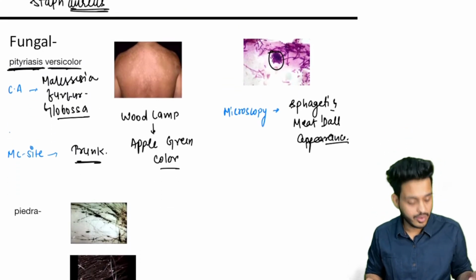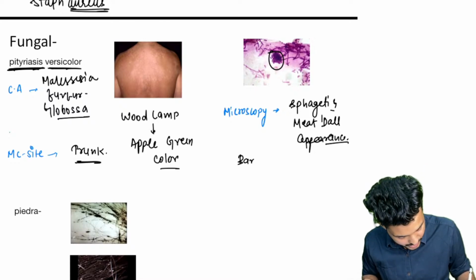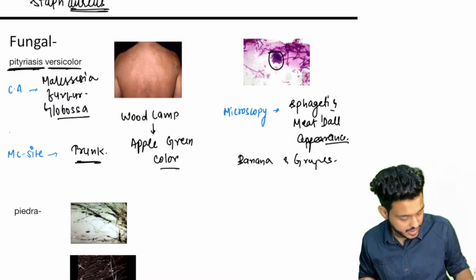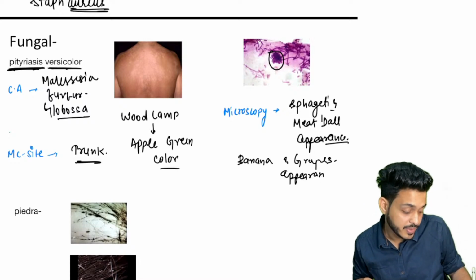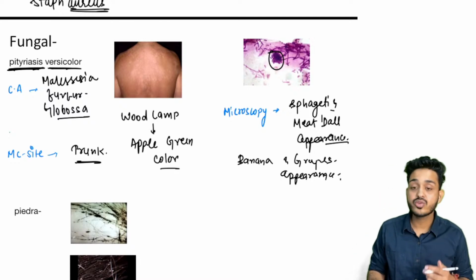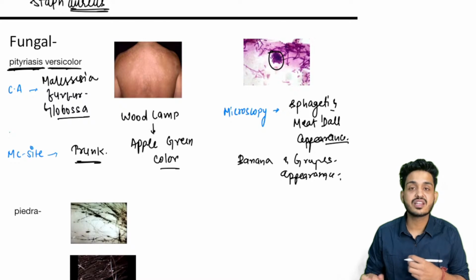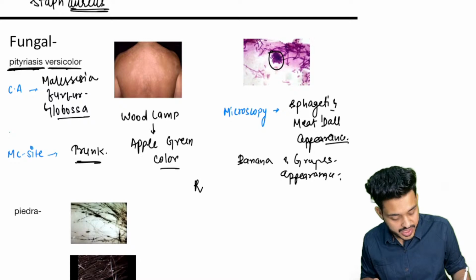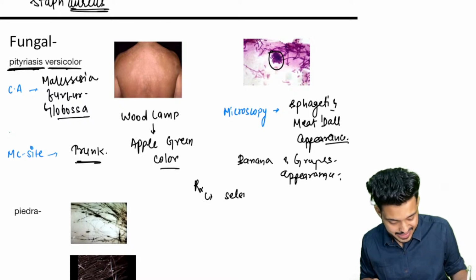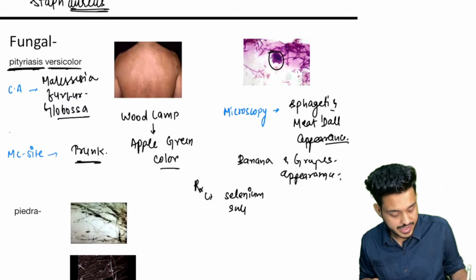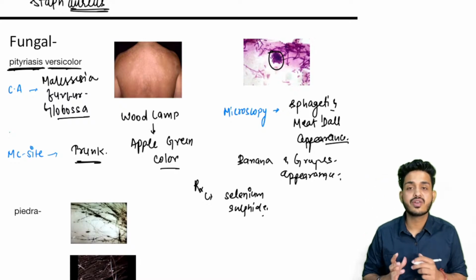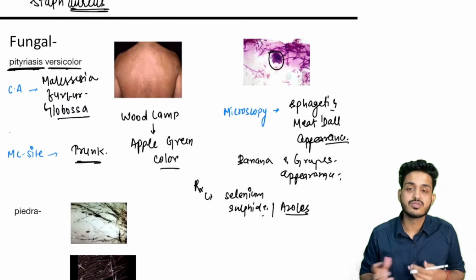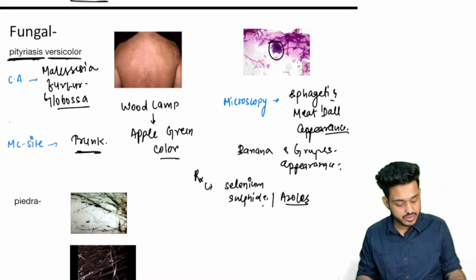You can also call it banana and grapes appearance. Okay, so how are you going to treat this infection? You are going to treat it with a drug, selenium sulfide. You can also use different kinds of azoles, like ketoconazole, fluconazole, all those azoles.